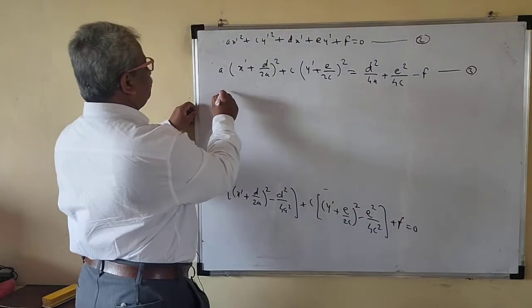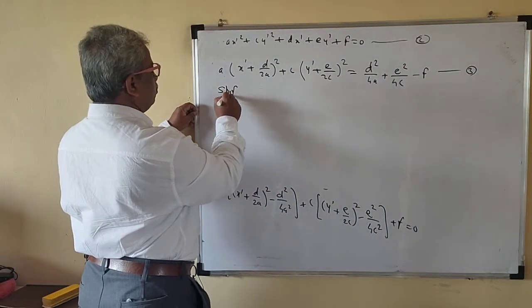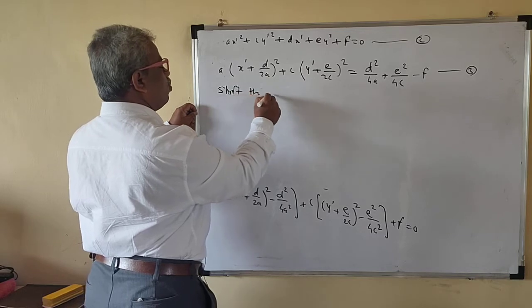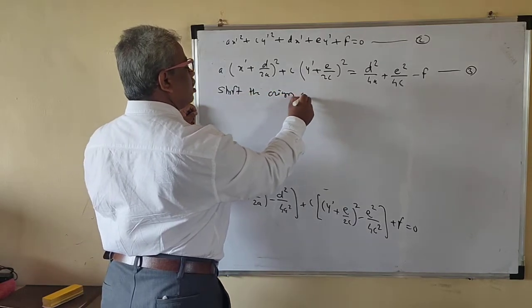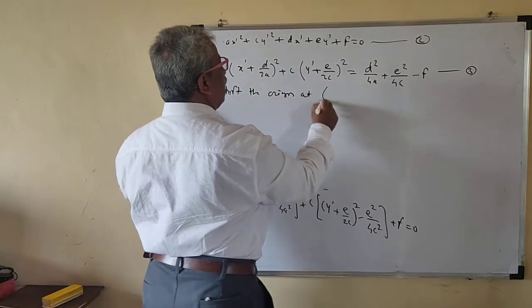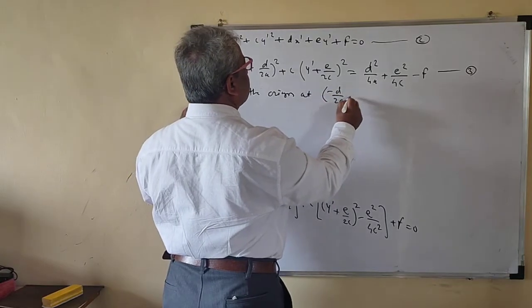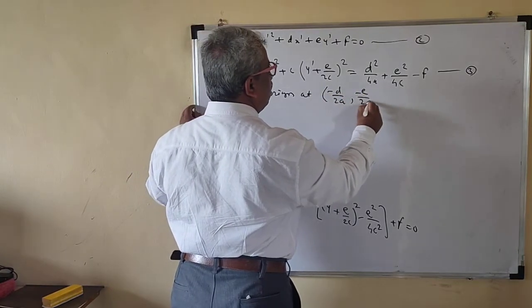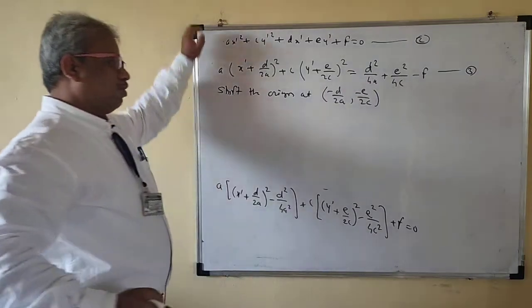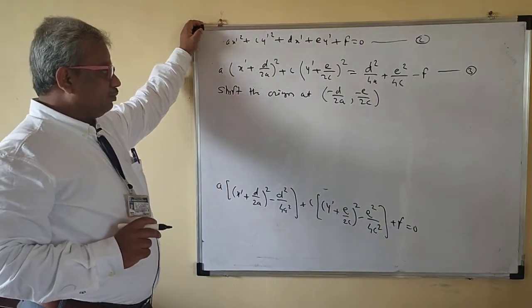Shift the origin at minus d upon twice a, minus e upon twice c.